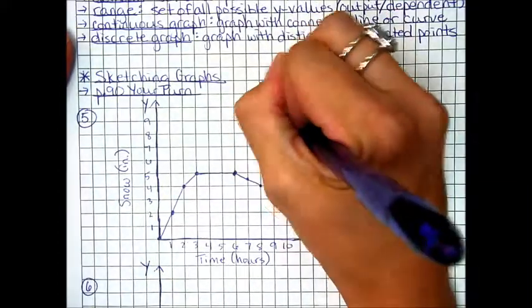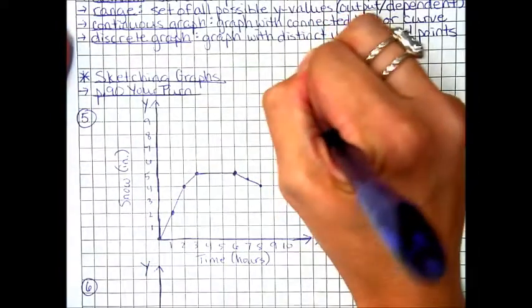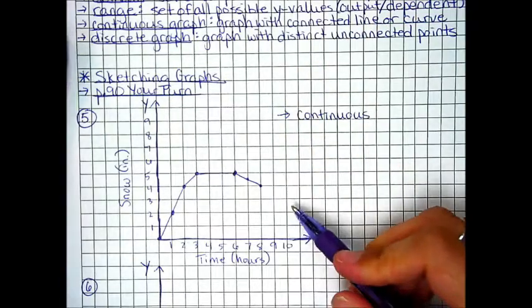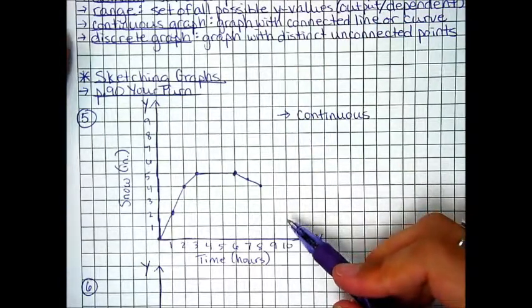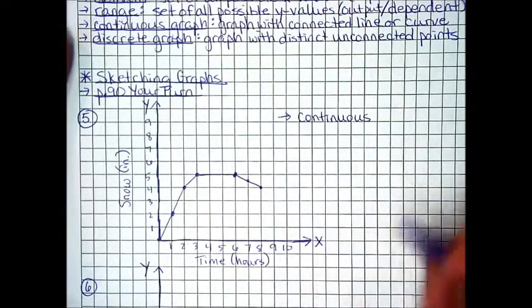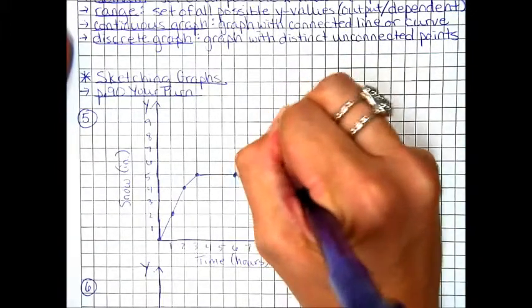So the second question after graphing said, tell if it's continuous or discrete. And we determined that this one should be continuous because it makes sense to connect the dots and show all of the amounts of time and snow in between our points. And then we want to talk about how to write domain and range.